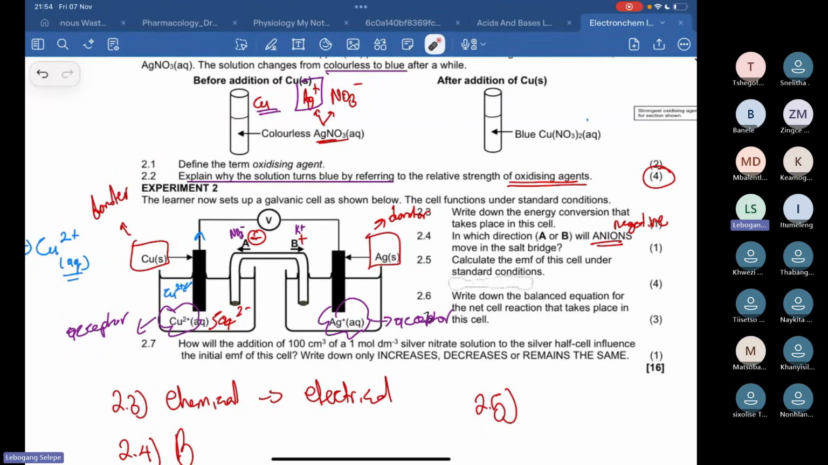Okay, which part is confusing you? The direction that the anions are moving.